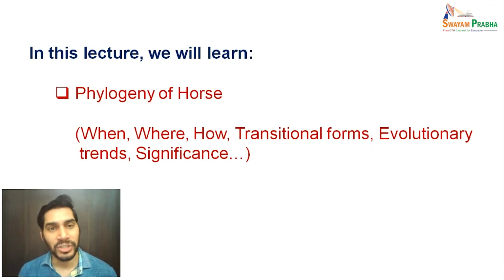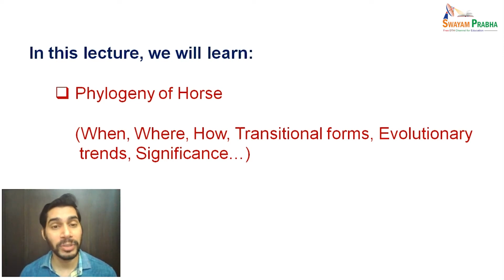So in this lecture, we will learn about horse phylogeny or evolutionary history of horse. Now when I say evolutionary history, I combine various things in it. For example, when the horse evolved. As I just mentioned, we have discussed about geological time scale in our previous lectures. So what was the geological time when the horse evolution started? When the first fossil we found? What was the origin of that particular fossil?